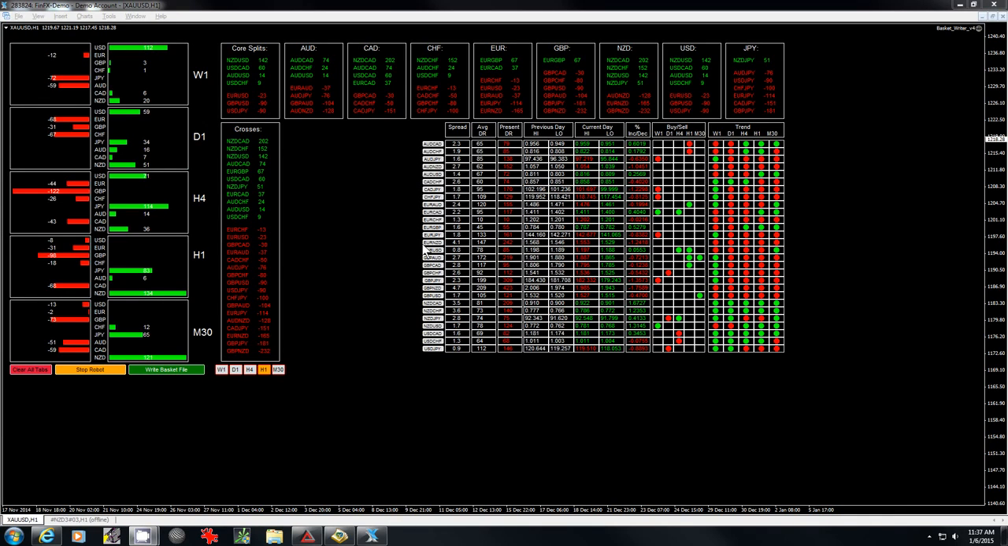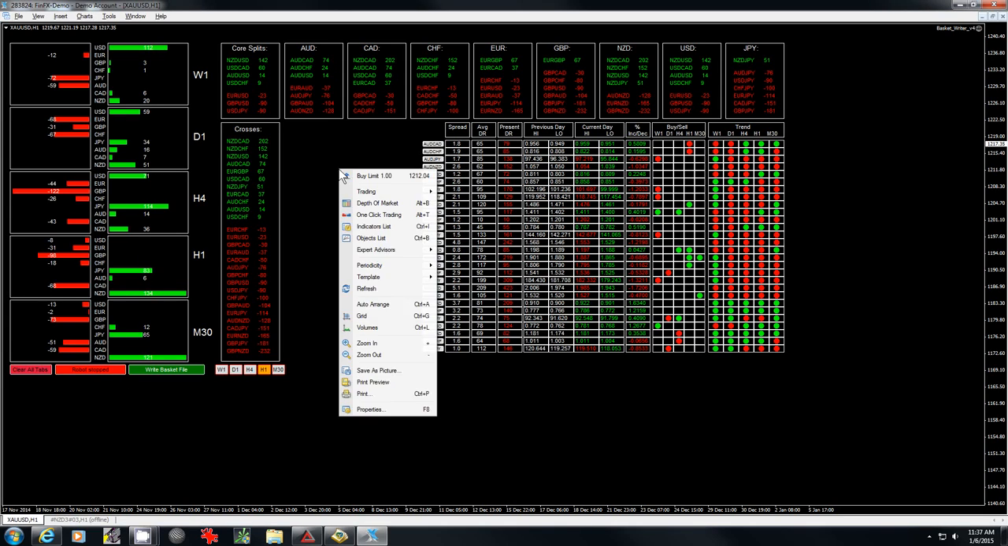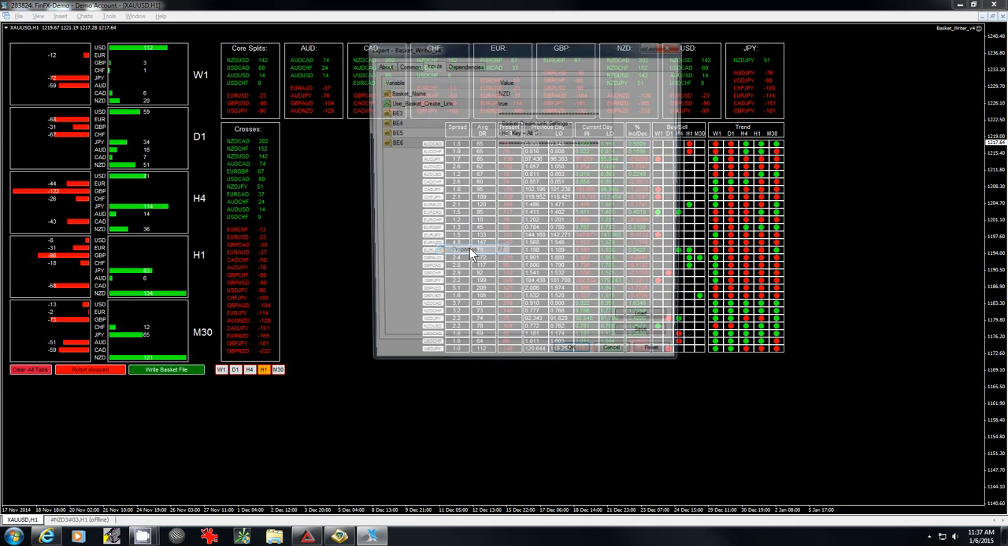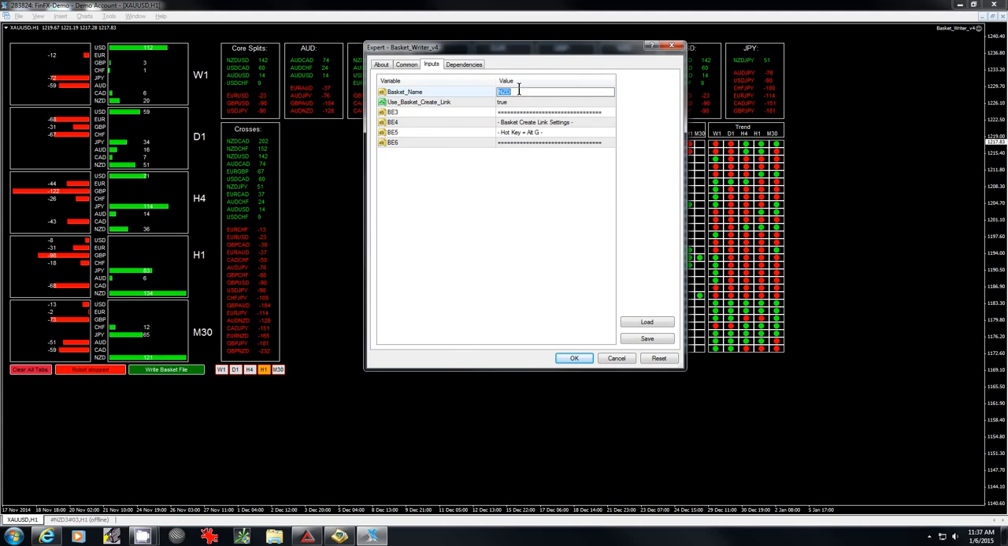Okay, just looking through this. Notice the pound has got a lot of them. 1, 2, 3, 4, 5 of them in the red. And if you look down here, you can see the pound is really weak. Let's just create a basket with them, just for the heck of it, just to see what it looks like. So I'm going to stop the robot and change this to GBP.